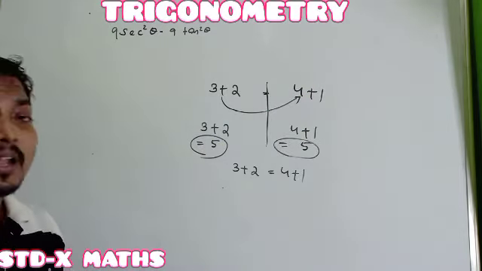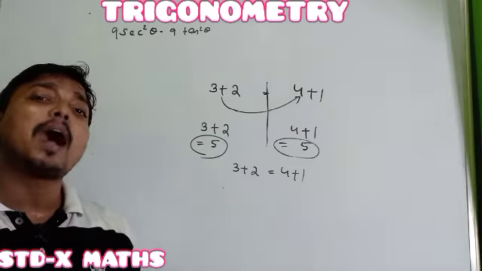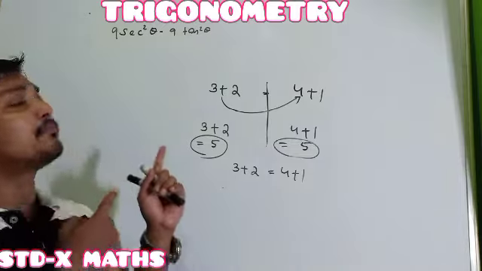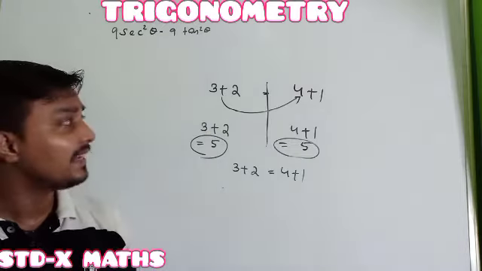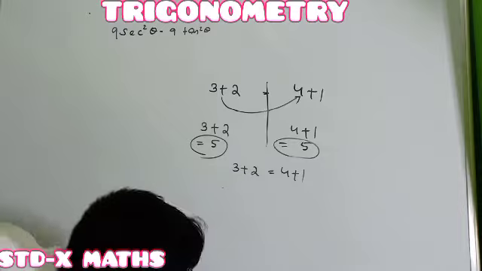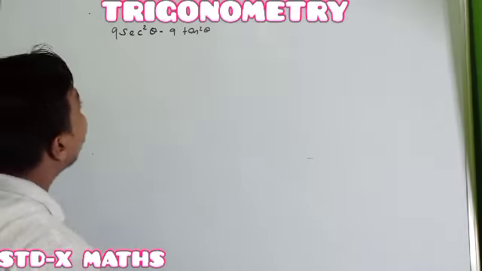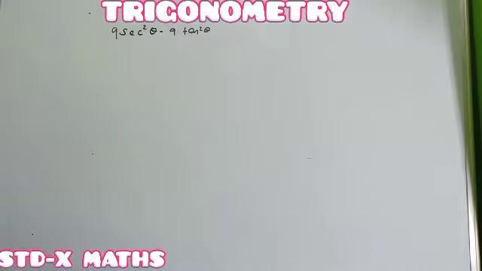So whatever we have already learned, now we apply all these things to solve the questions. The first example related question I have already written. See the question carefully: 9 sec square theta minus 9 tan square theta.